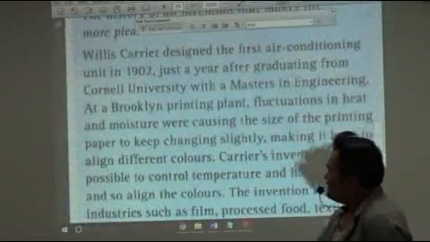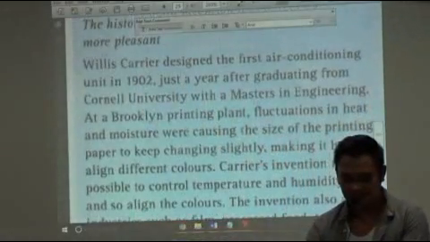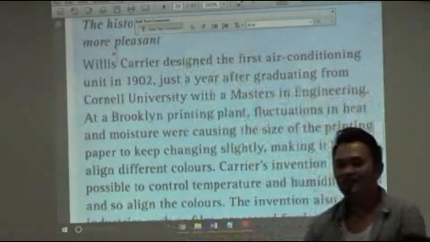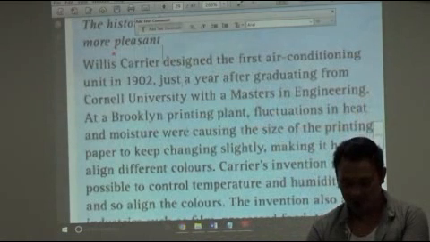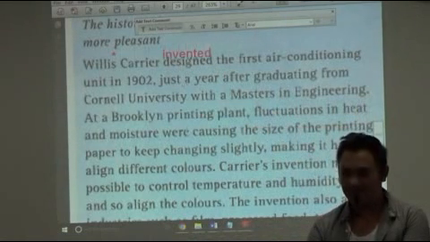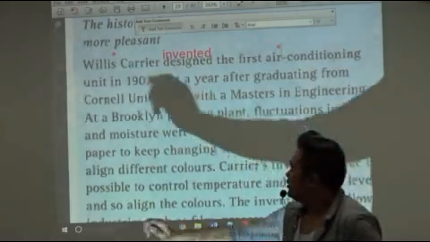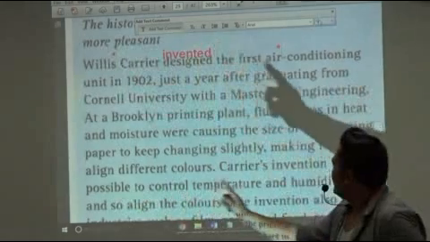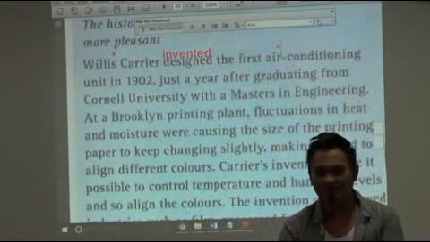Did you find Willie's carrier? Yes, that's his name, isn't it? Willie's carrier. Where is invented? Design. Invented, design, and air conditioning. Everything is there, isn't it? Willie's carrier, designed, invented, air conditioning. But what's our question? Aim.